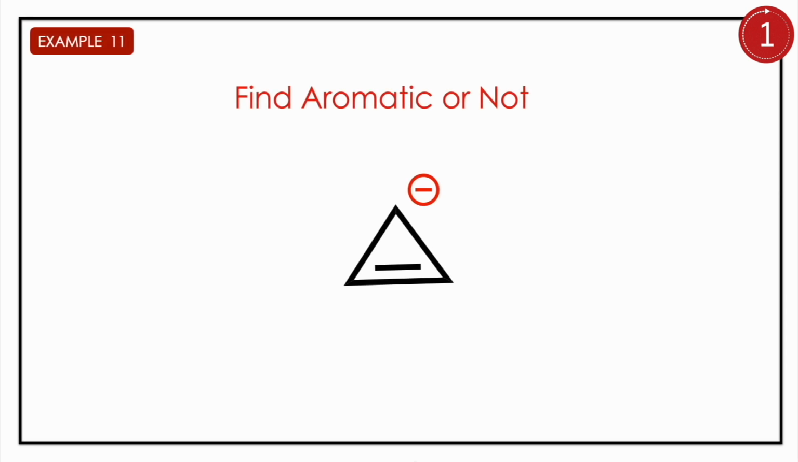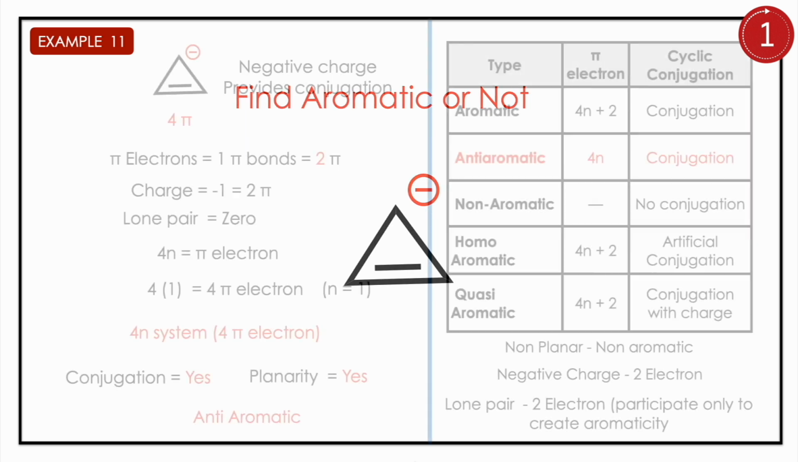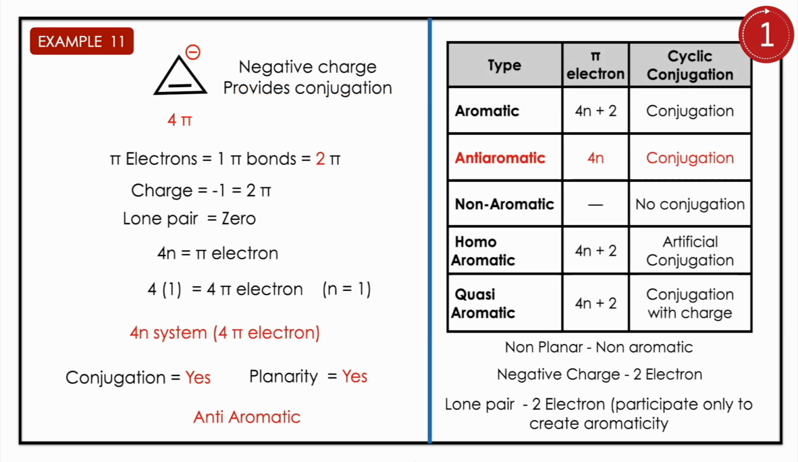Then the next example, here you have cyclopropene with anion. You should find whether the given compound is aromatic or not. Here you have charges. Careful with that. Let us count the pi electrons. Here you have 1 pi bond, so 2 pi electrons. Charge you have -1, which is 2 pi electrons, and lone pair is 0.